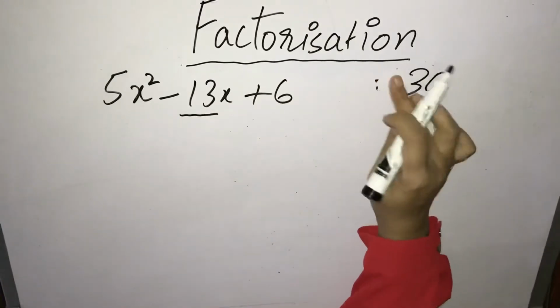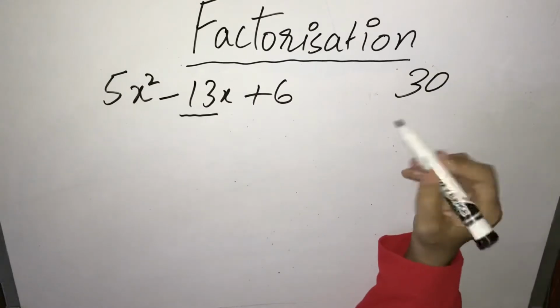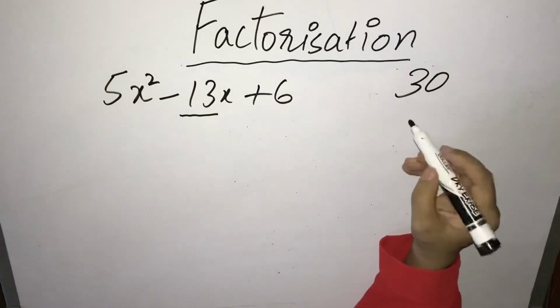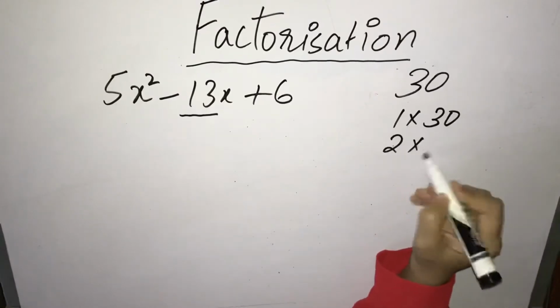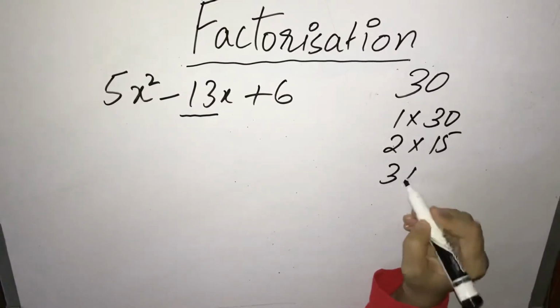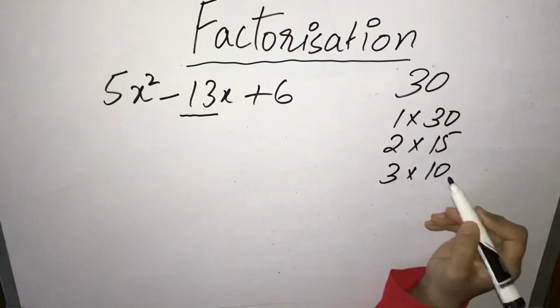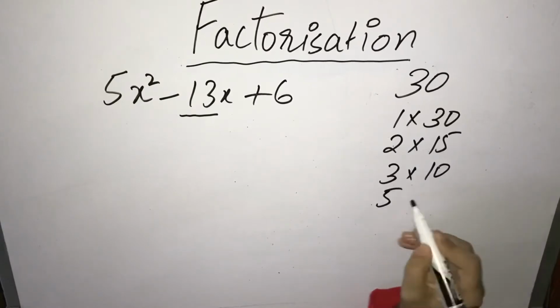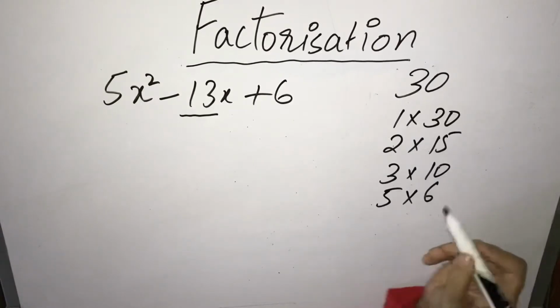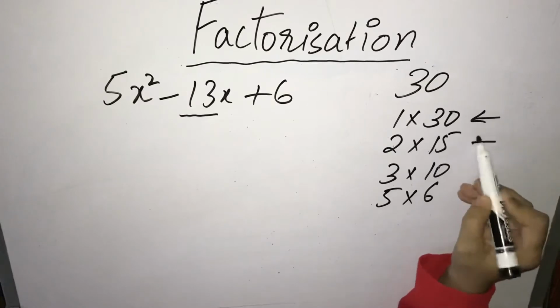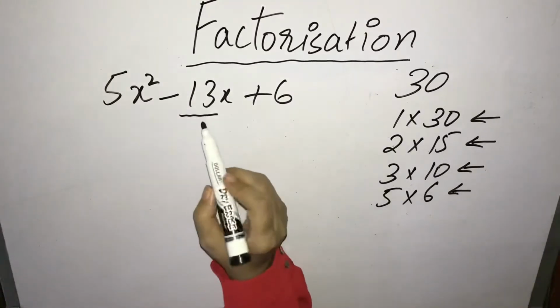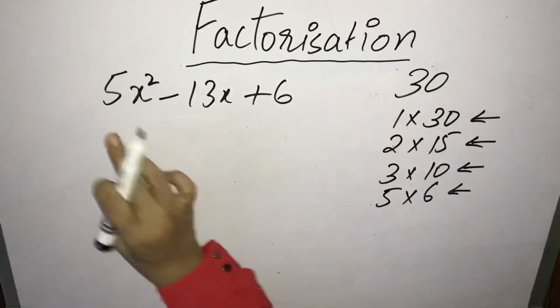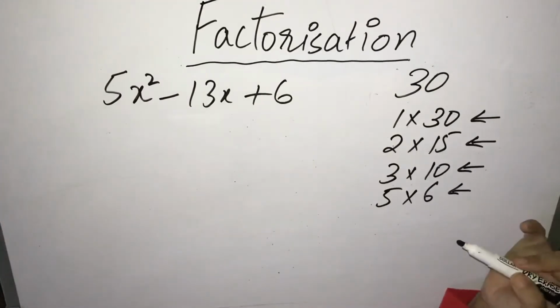So first of all we will get all the factors of 30. 1 into 30, 2 into 15, 3 into 10, I think one more, 5 into 6. So we have to choose one of these combinations which gives us 13 when we add and gives us 30 when multiplied. All these give us 30.